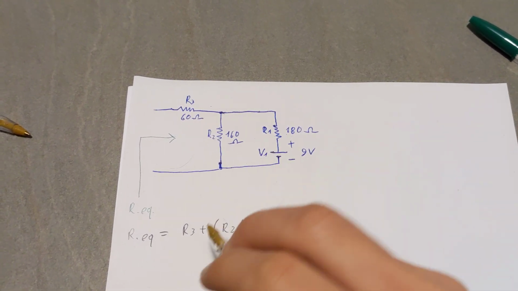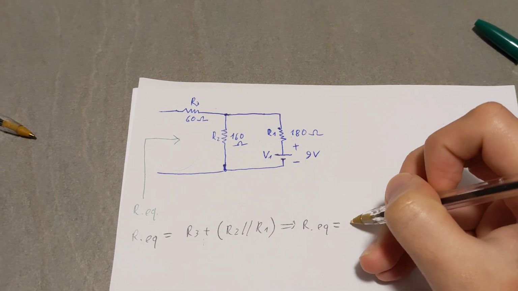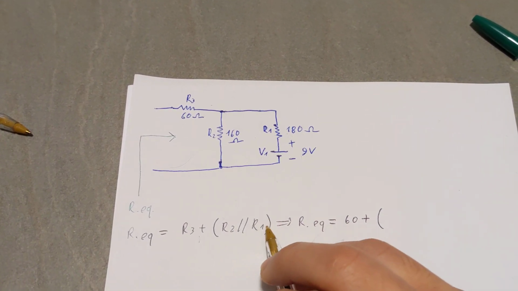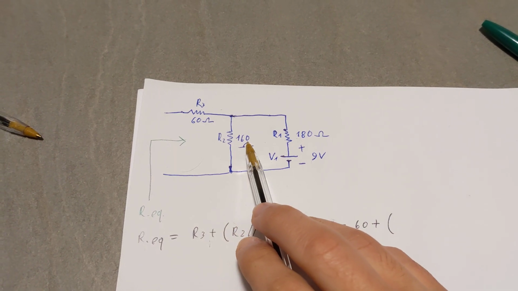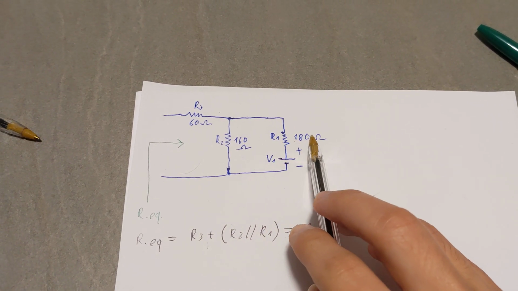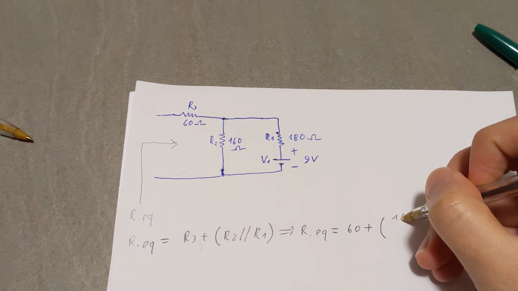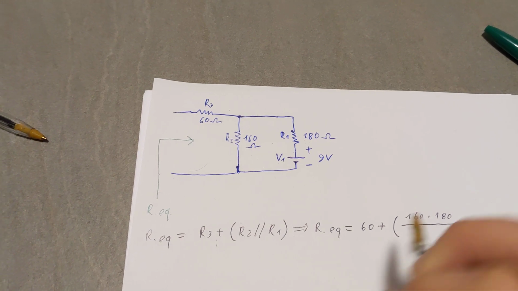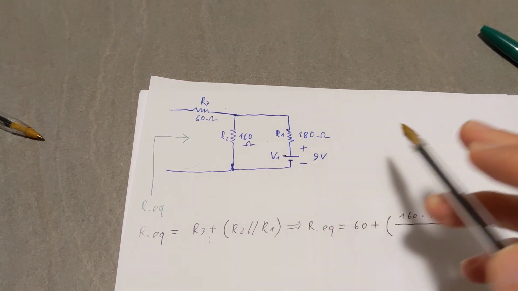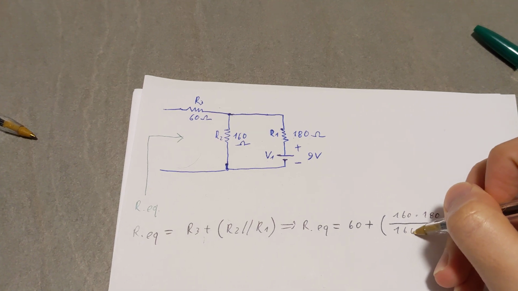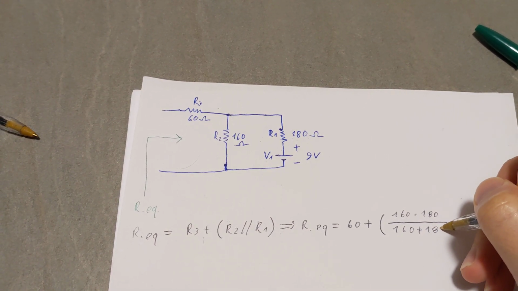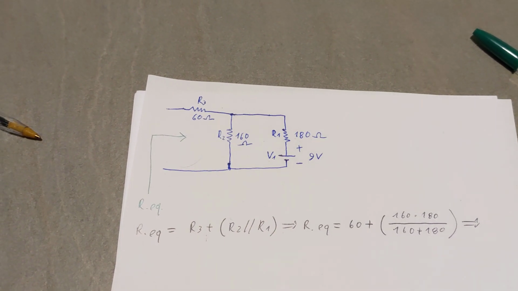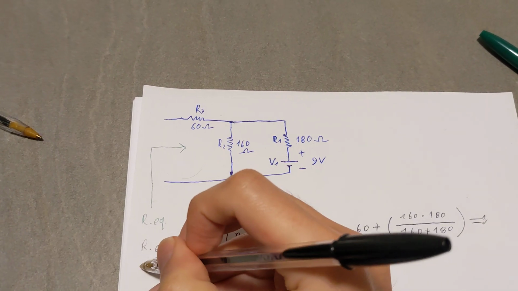So what it means is that REQ, our equivalent, is going to be R3, so 60 ohm, 60 plus R2 in parallel with R1, so R2, which is 160 times 180, so 160 times 180 over 160 plus 180, just like that. So now it's just a matter of calculating it.